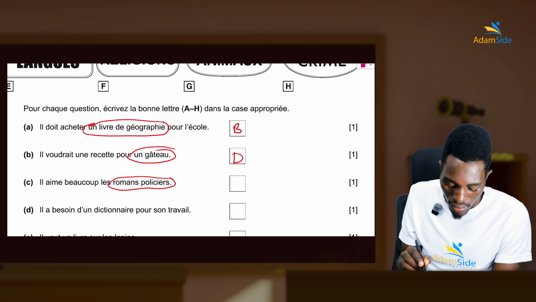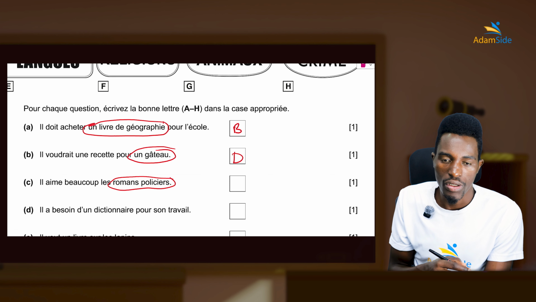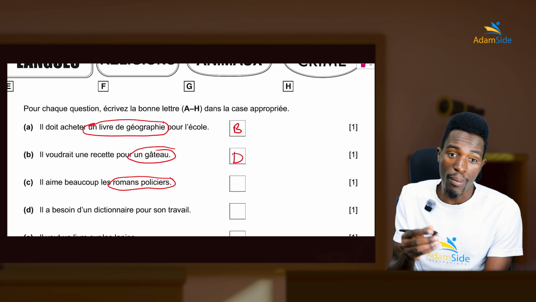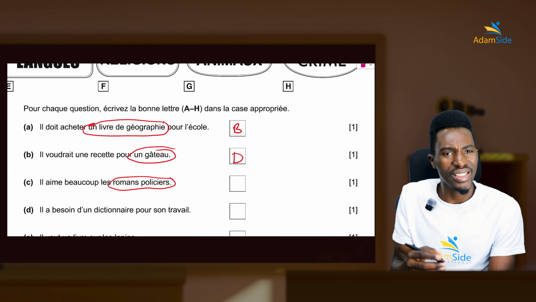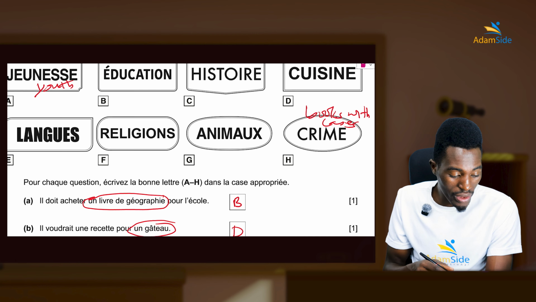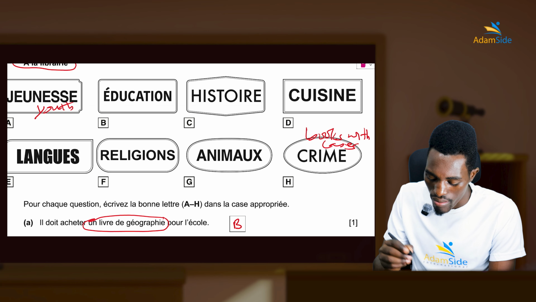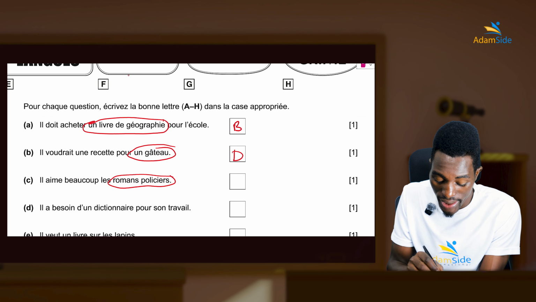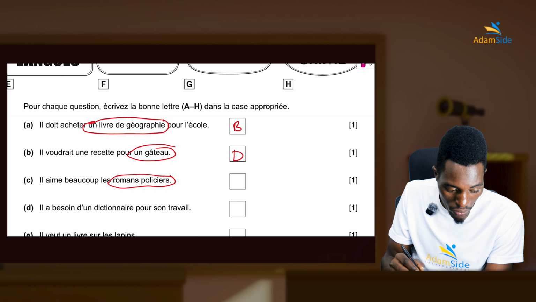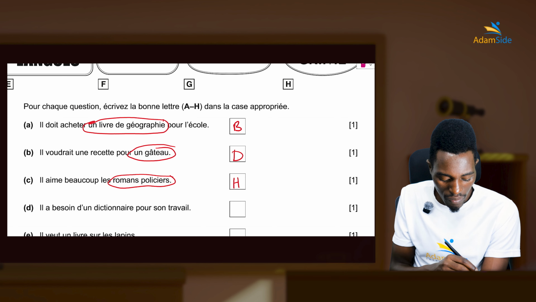Roman is a novel. Or police. So those are novels talking about police, stories about crimes, police, and so on. So here the answer is, la réponse ça sera H, crime. So police, we know police is always dealing with the crimes. So la réponse ça sera H.